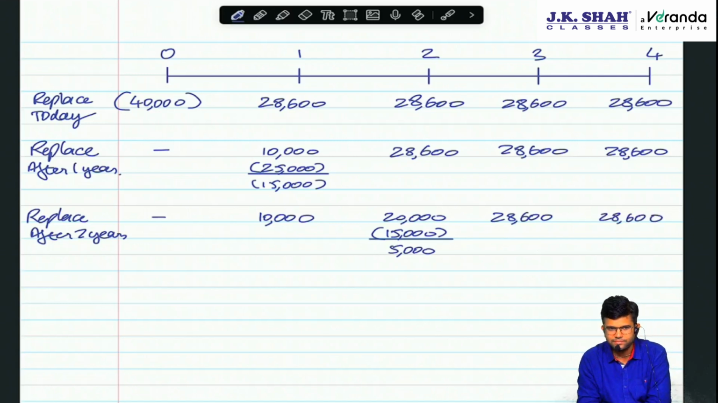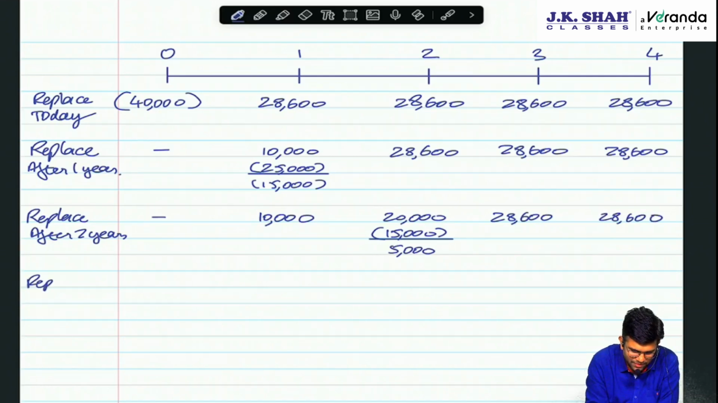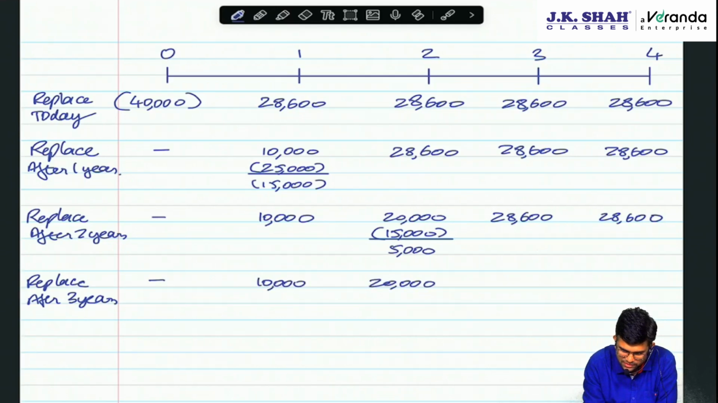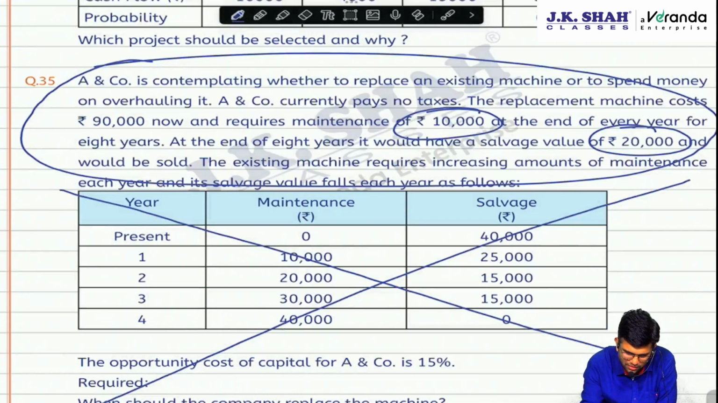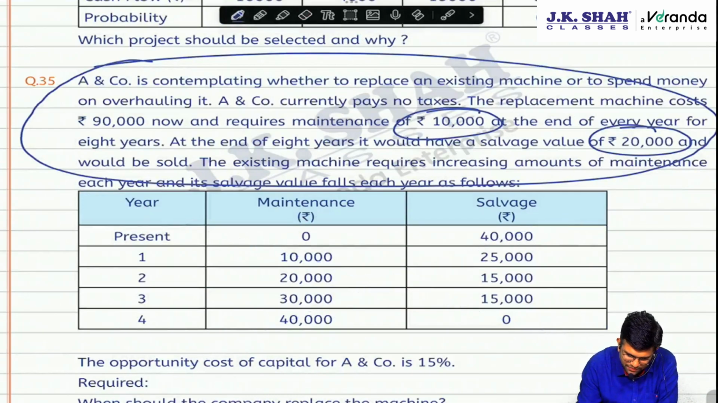Everyone paying attention? Then if I replace after 3 years, can I say nothing? Can I say 10,000? Can I say 20,000? Help me please. 30,000 payment, 10,000 salvage, 20,000 net payment. Yeah, by the way, sorry, I forgot to tell you there is a printing error. Huh? In the question, please make this as 10,000.